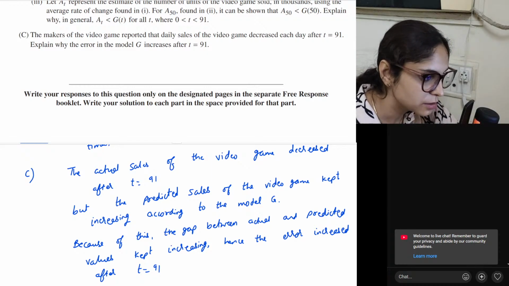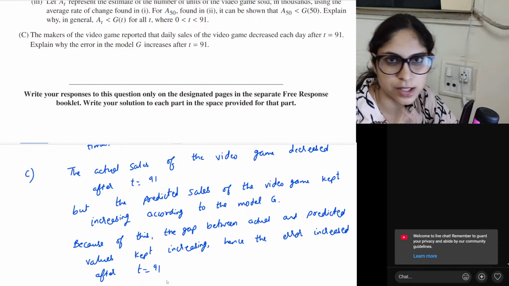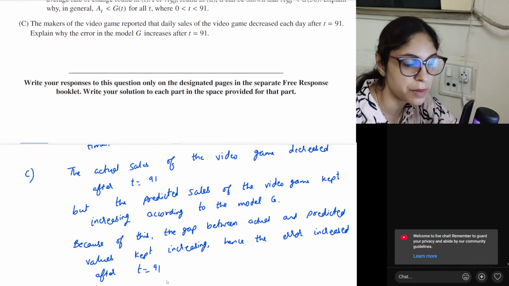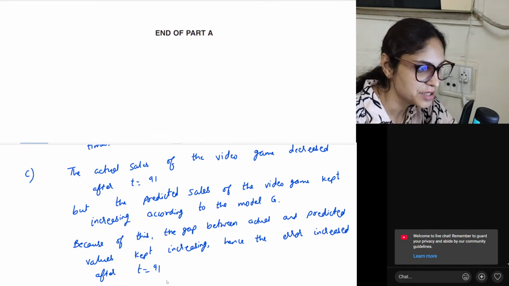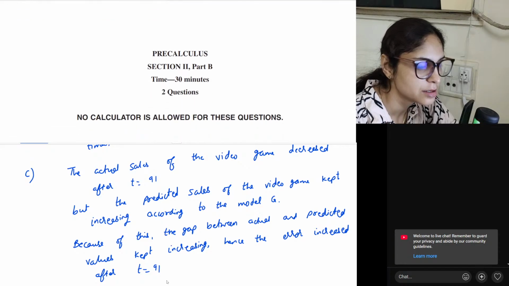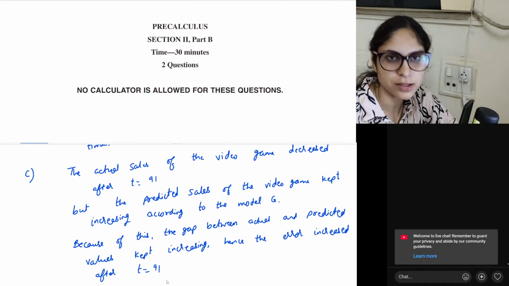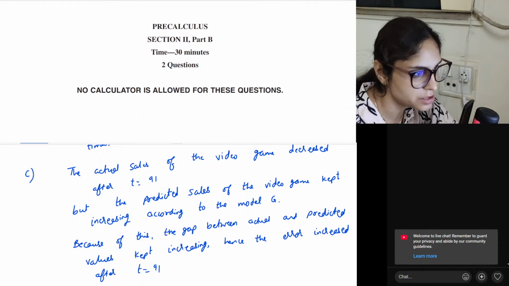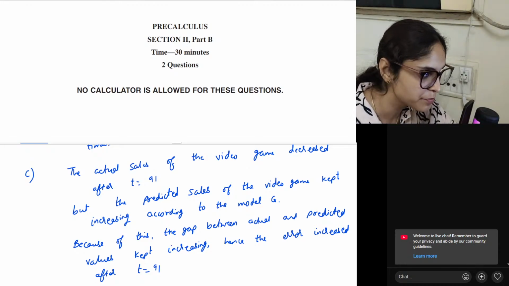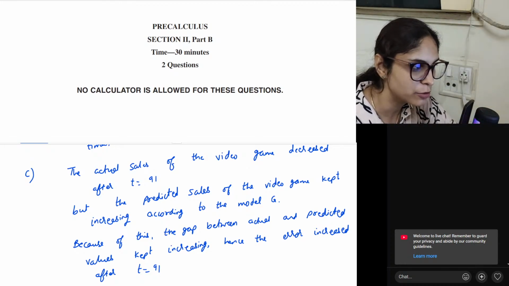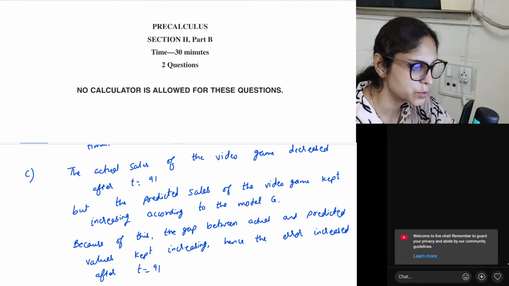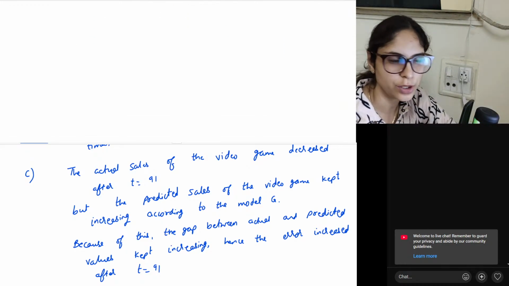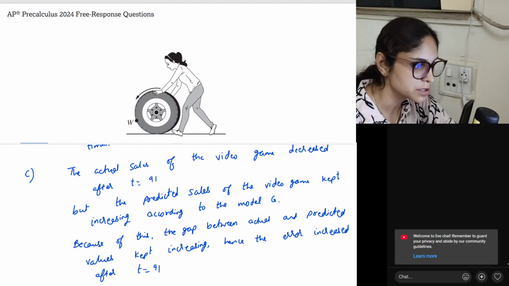Now with this, the first section is over. That was the graphing calculator section. Part A of section 2 is over. And now we will be doing part B of section 2. It is also 30 minutes. There are again 2 questions over here, but no calculator is allowed for these questions. So let's quickly dive through them as well, because there are only 2 questions. Again, 30 minutes are given to us.